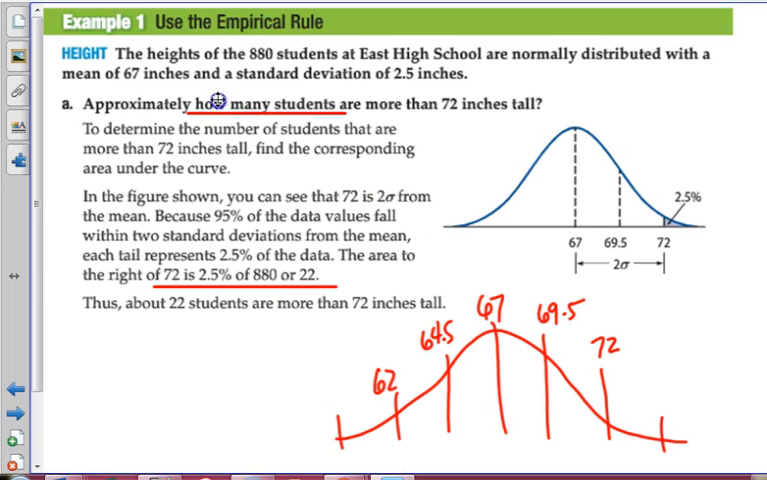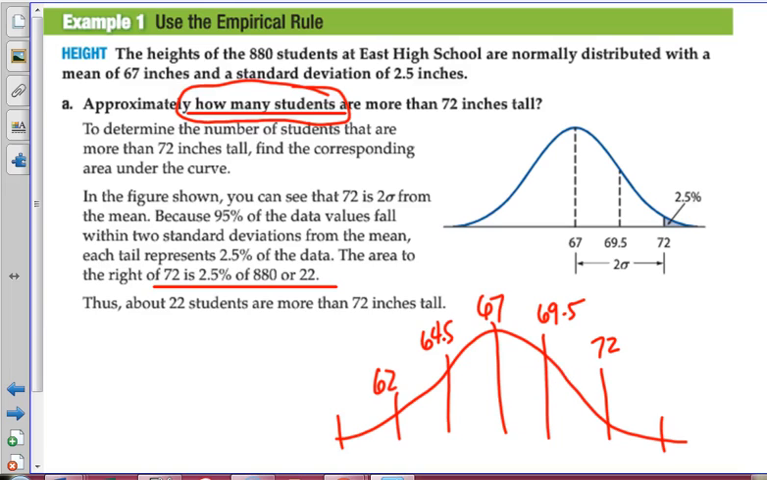It says, how many students? Okay. Approximately how many students? This doesn't ask a probability or a percentage question. We could answer as a percent first. Are more than 72 inches tall.